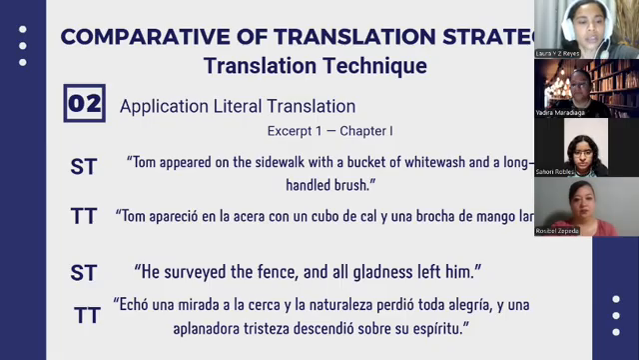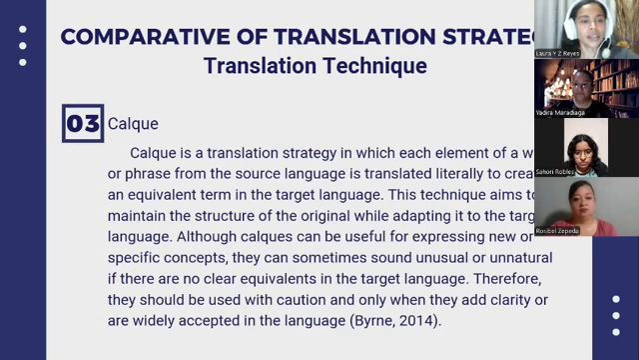In our target text, in Spanish, the same book says: Tom apareció en la acera con un cubo de cal y una brocha de mango largo. This technique, literal translation, is shown in every passage because it adds no information, omits nothing, and preserves the structure of the original. The third technique is called calque. Hello, Bracy.